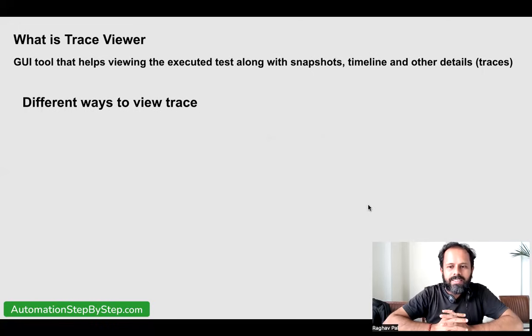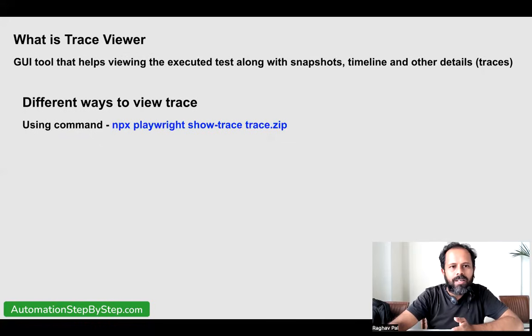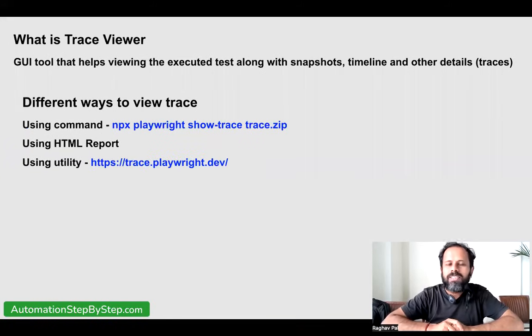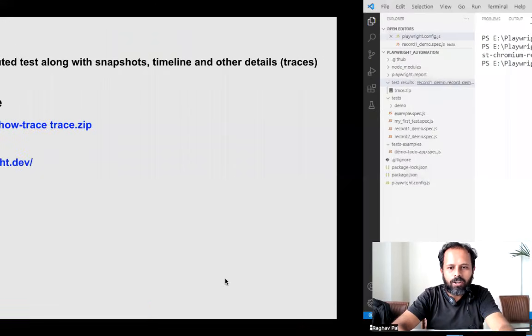Now let us see different ways to view the trace. We have already seen the command line way. We have already seen the HTML report way. That is, you can view the trace directly from the HTML report, and from the HTML report, you can also download the trace zip file. We have already seen these two options. The third option is using this utility, trace.playwright.dev.